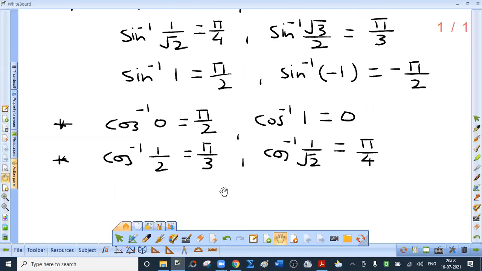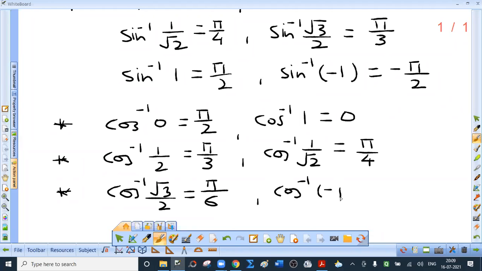Okay. Then cos inverse root 3 by 2. It is the angle whose cosine ratio is root 3 by 2. That is 30 degree. But you have to say pi by 6. What is cos inverse minus 1? It is the angle whose cosine ratio is minus 1. That is pi.